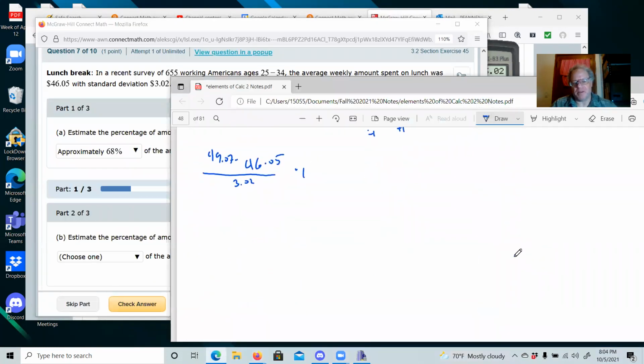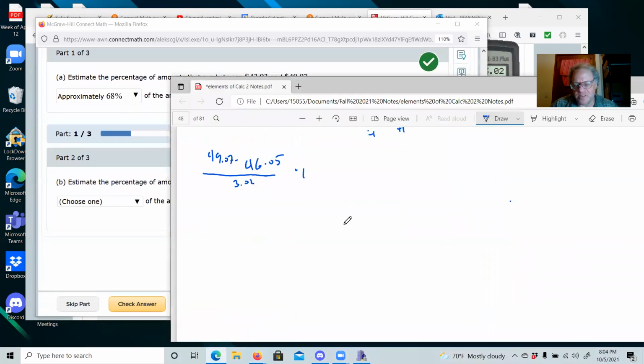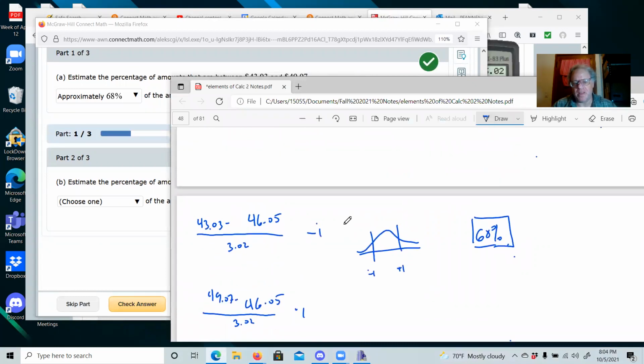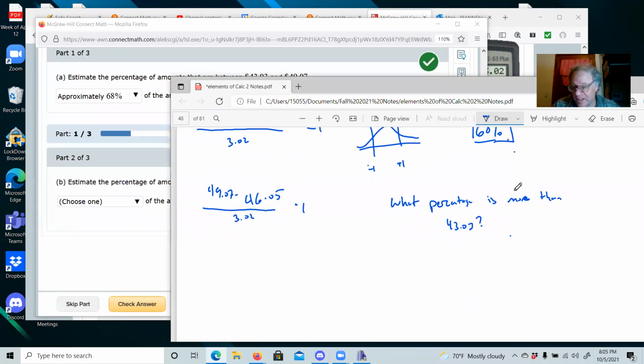Now let me ask you, okay, I think this one's symmetric, and I think this one's symmetric. The next one will be symmetric. So let's ask you something more interesting. What percentage is more than 43.03? Okay. One of the ones I did ask you is symmetric, so it's not like these are totally unseen. I just went and carried it.